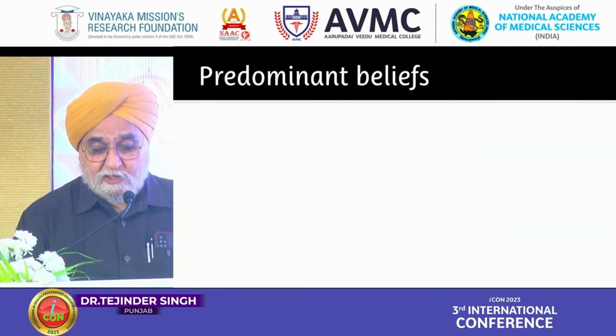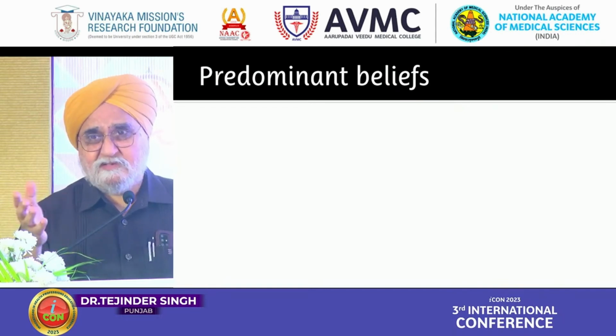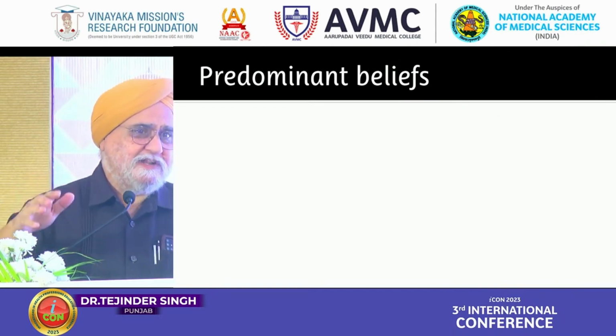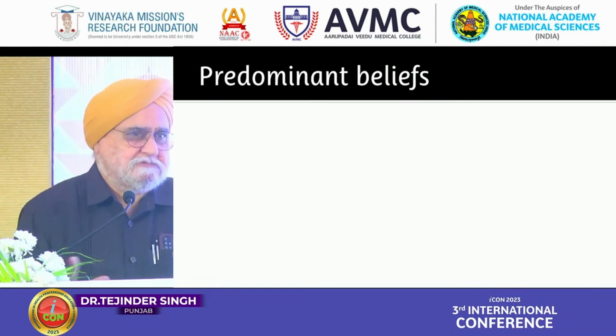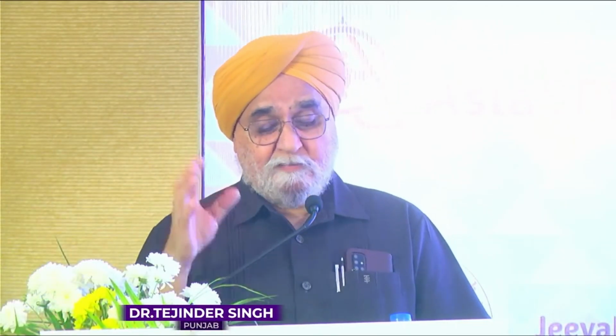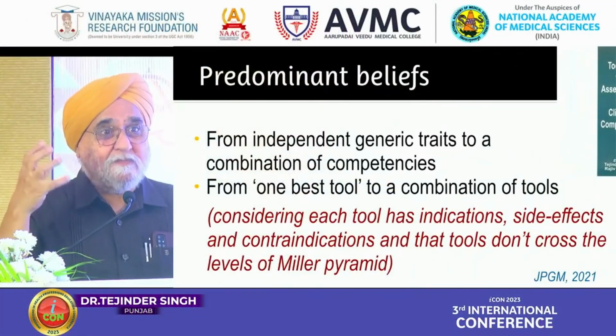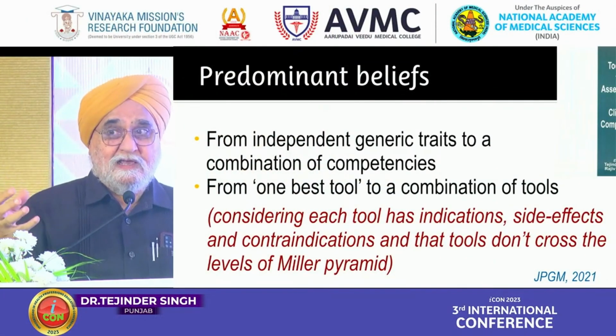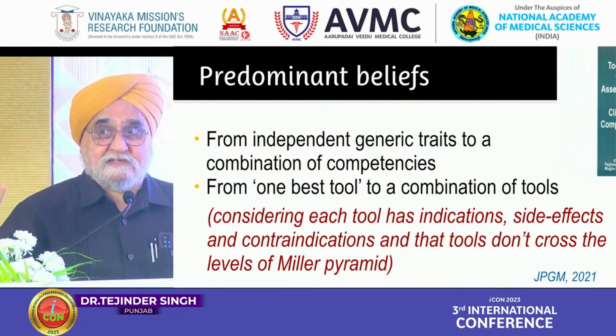And what were the predominant beliefs during this phase, which started from around the 1980s and went on till about 2000s or maybe 2005? So from an independent generic trait, we started talking of a combination of competencies. And this combination of competencies is what was called competence.